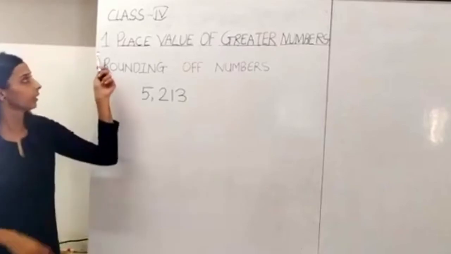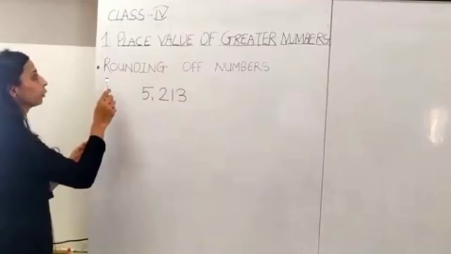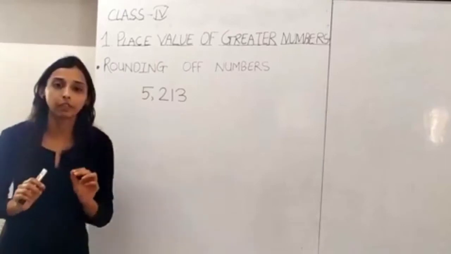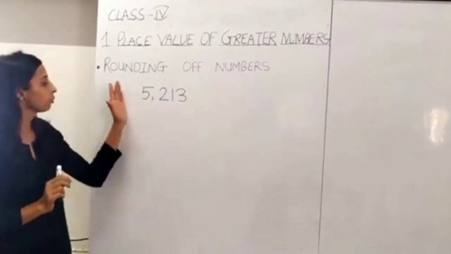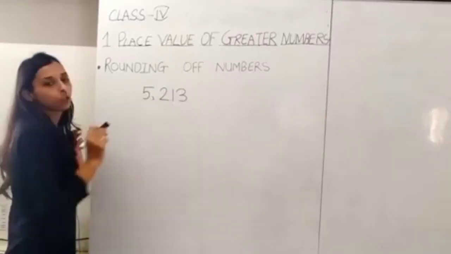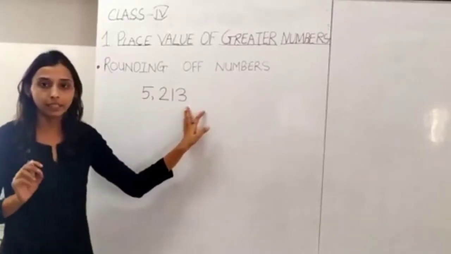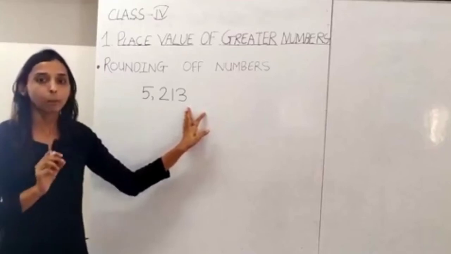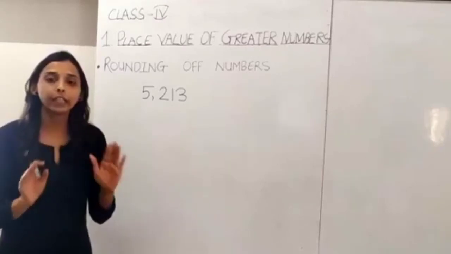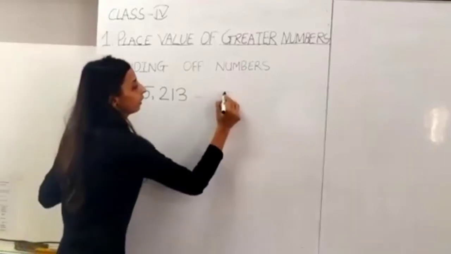So we are learning chapter one, place value of greater numbers, and today we are going to learn the topic rounding of numbers. Now what does rounding of numbers mean? Suppose we see one example. This is a number, 5213. Suppose I am saying that 5213 participants participated in a cycle rally. If someone wants to know how many participants there are, we do not need to give the exact number. We can simply say the total participants are 5000.